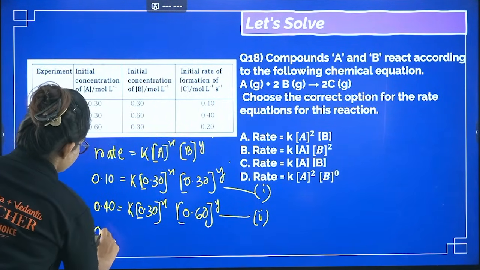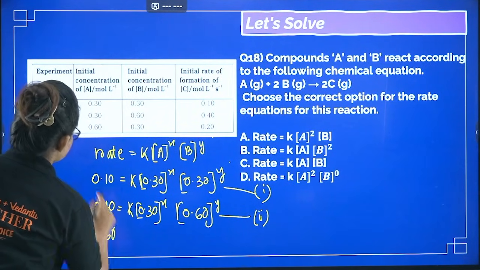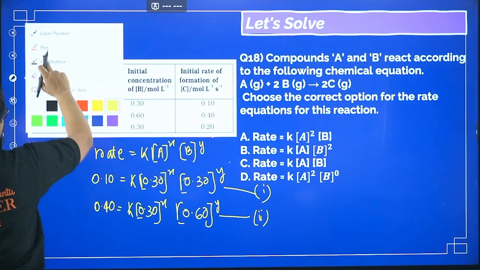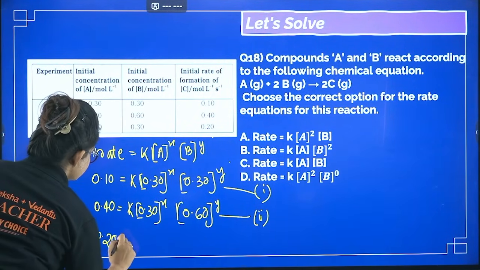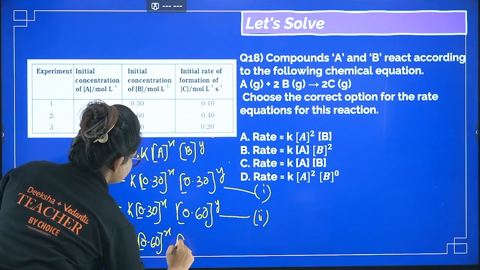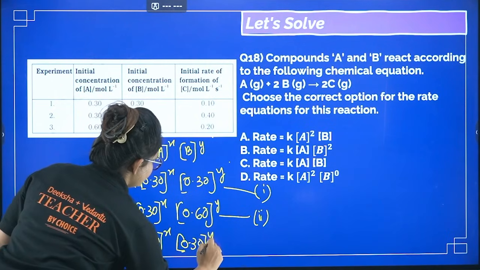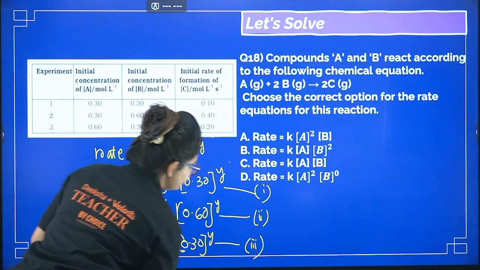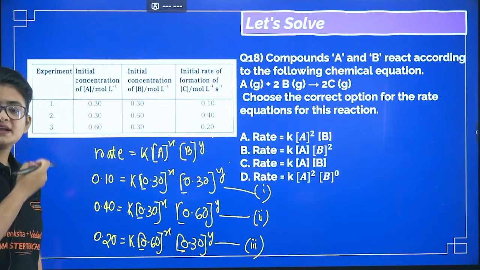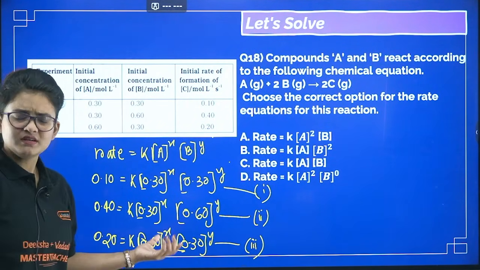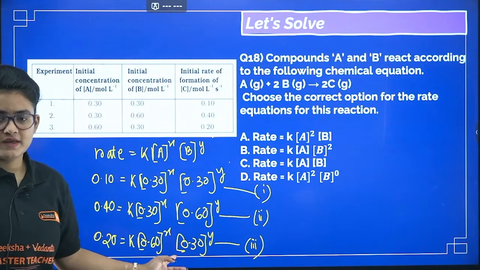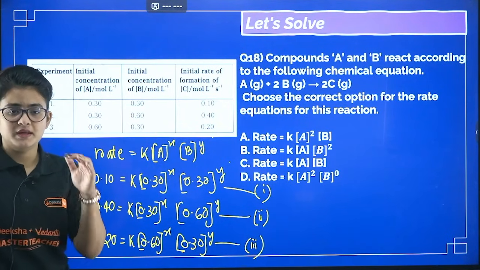Another one, 0.20 equals K into 0.60 power X into 0.30 power Y. This is your equation 3. I guess it's clear. Now I have to divide the equations in such a way so that I can get the value of x and y. You have to check so that the similar terms get cancelled out.